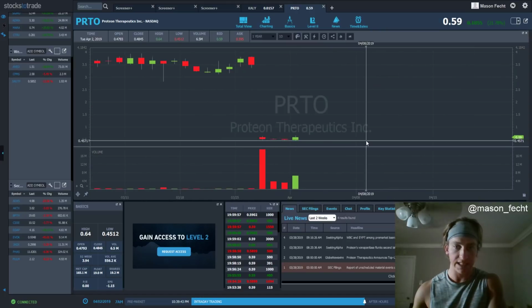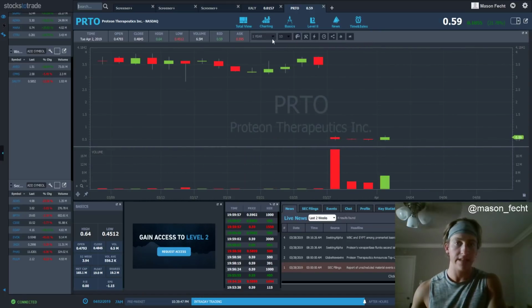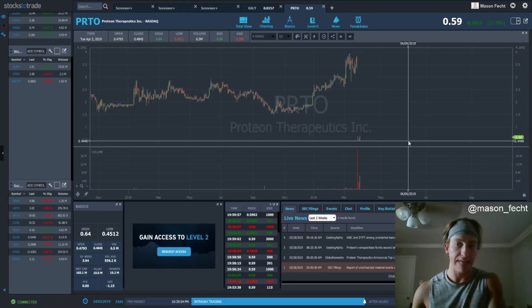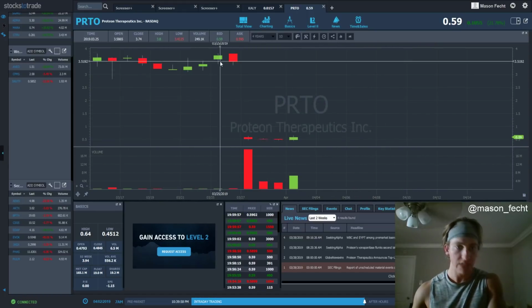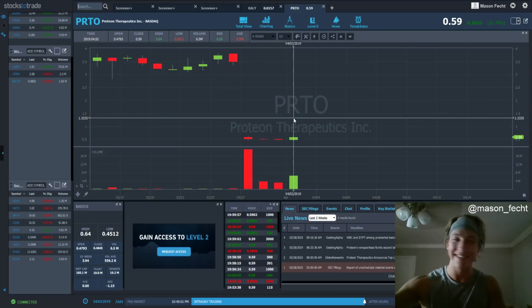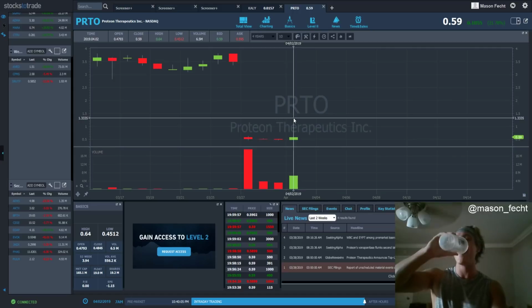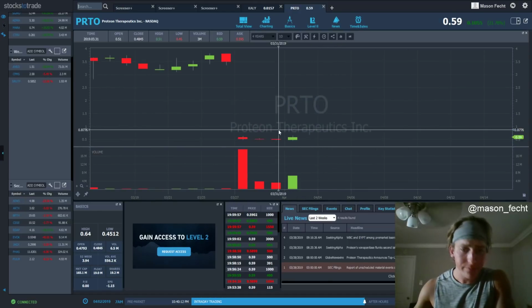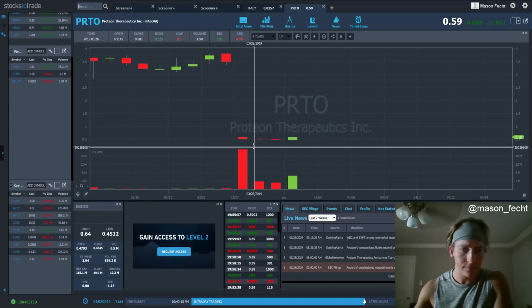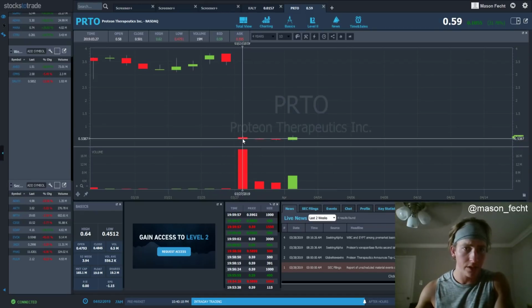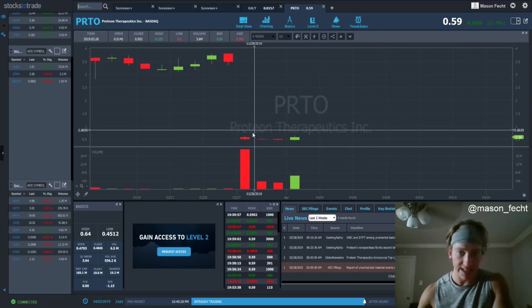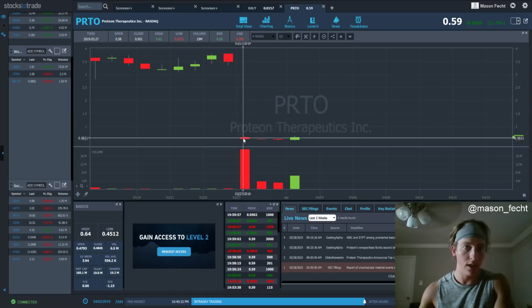We have PRTO. I like stocks like this, so this is kind of like AVEO to a certain extent. Had this huge gap down here. Went from 350 to, traded in between 47 and 62 cents. And then has up roughly 22% today. We have this high right here of 62.